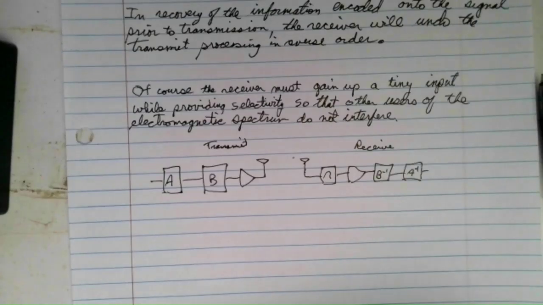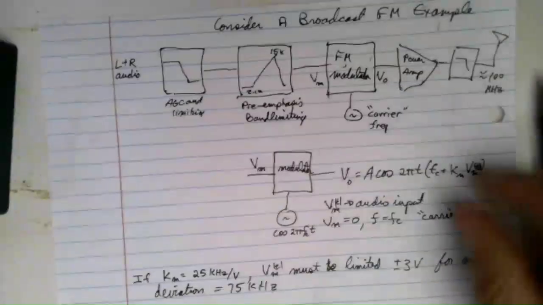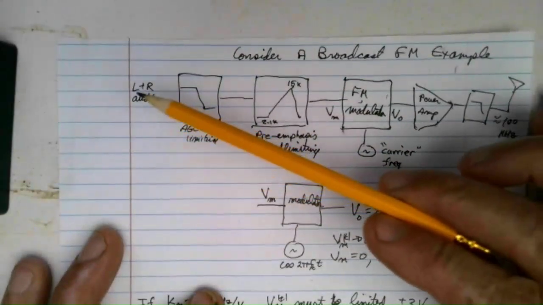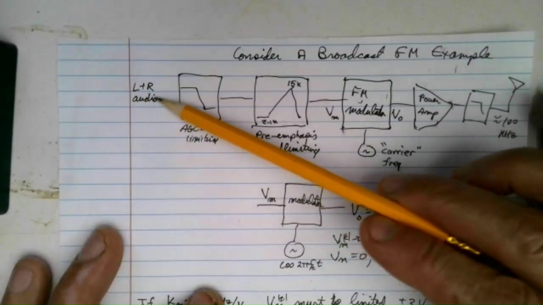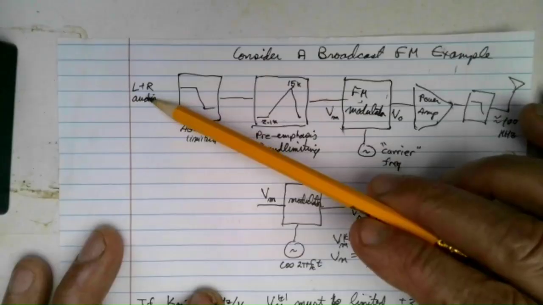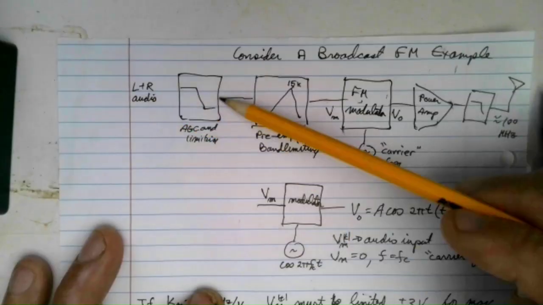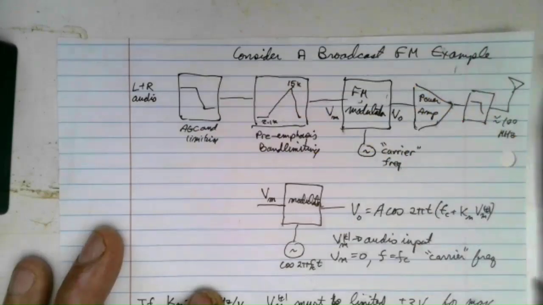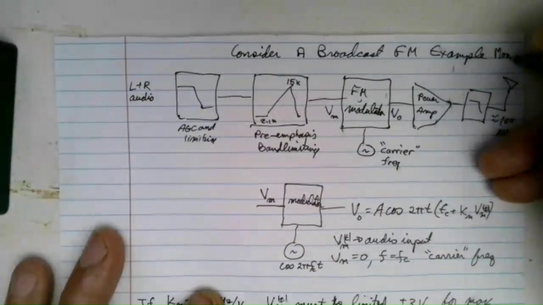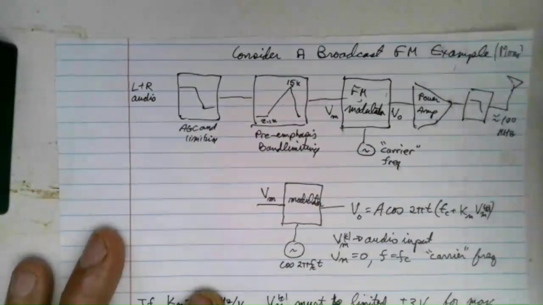So what does this look like? What does our broadcast FM transmitter block diagram look like? Roughly, we're going to have our left channel. If you have two channels, most of these systems now are designed for stereo FM, but they still have to work for mono. So for this broadcast FM example, why don't we say mono, okay? We add mono to that, okay?